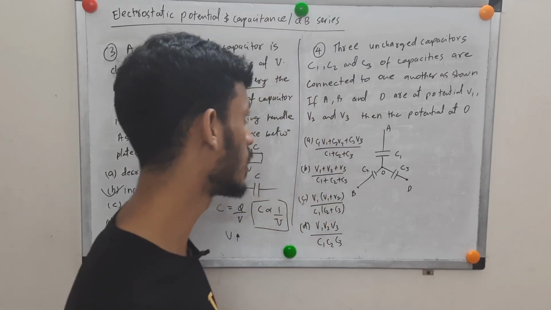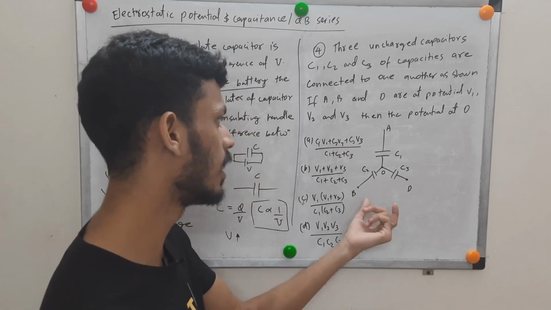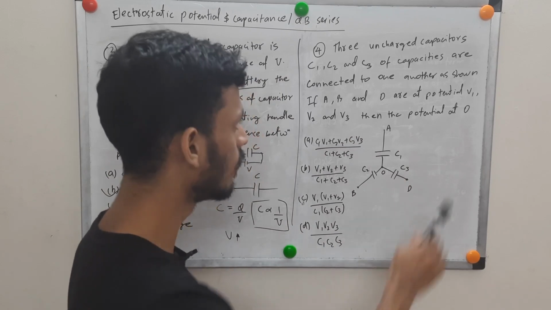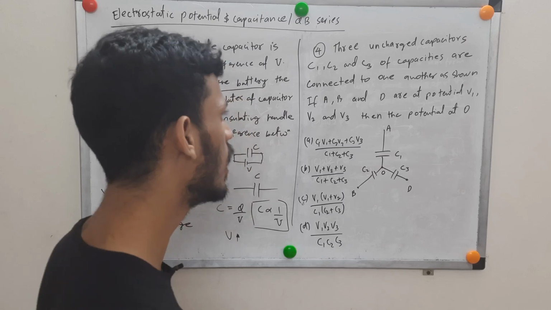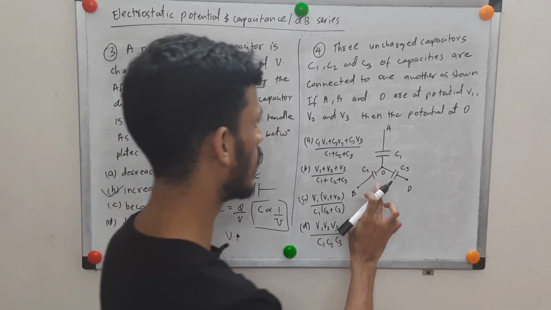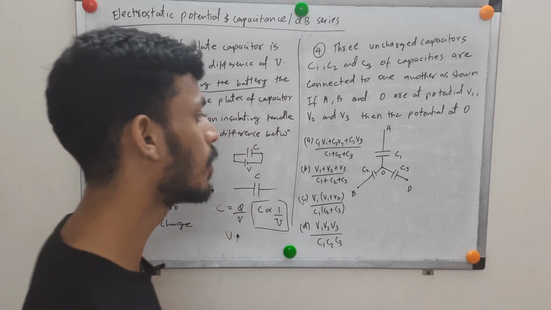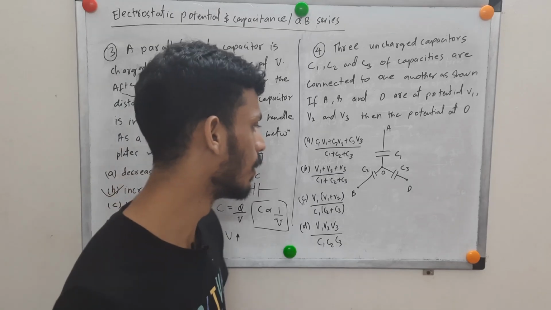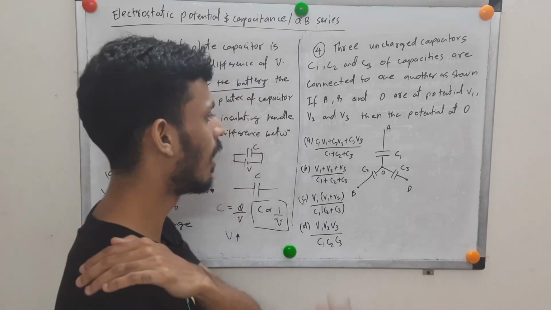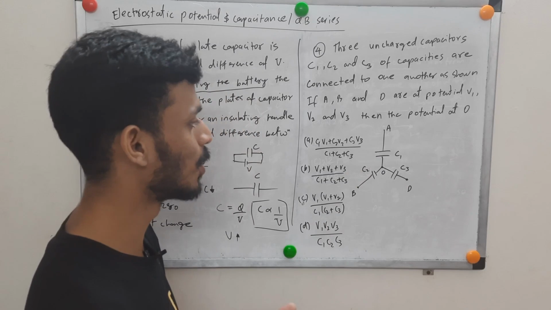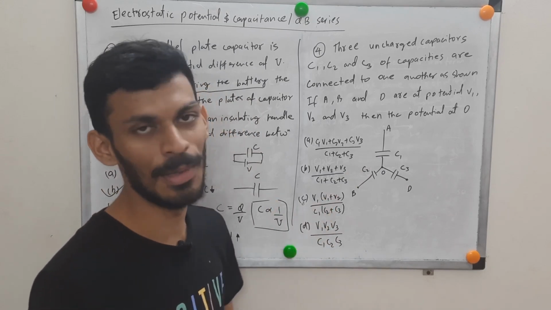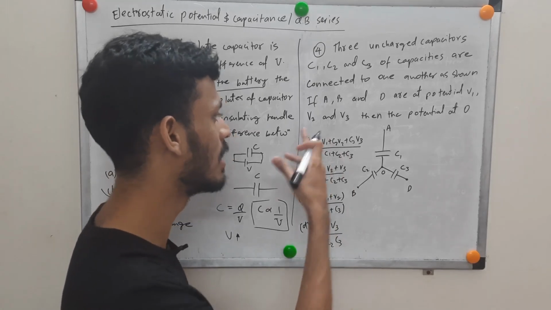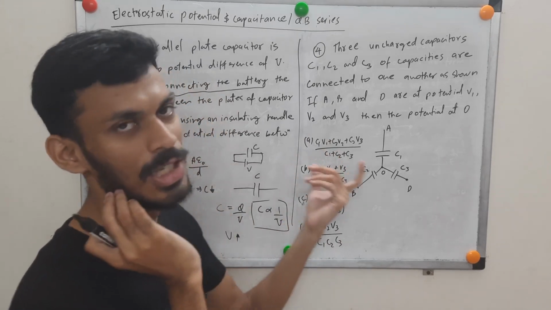Here we have three uncharged capacitors C1, C2, C3 connected in this fashion. Okay, the potential at A, B and D is given. It is V1, V2 and V3 respectively. So you are supposed to tell what is the potential at point O. Okay, so some of you might directly know this potential at a common point, right? So pat on your back and move on to the next question. And also you can see dimensional analysis at play over here. Okay, you can do dimensional analysis and see which one will have the dimensions of voltage, right?